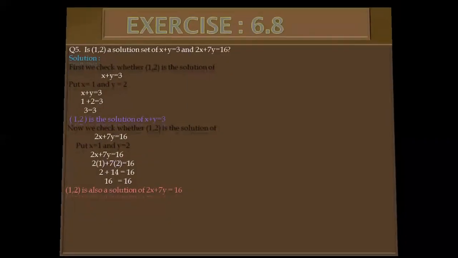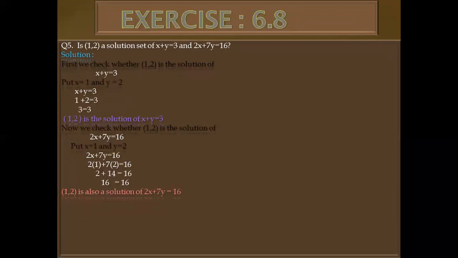Question number 5. Now ordered pairs are already given to you. You only have to check whether they satisfy the equation or not. Whether, I mean, we put the values of x and y in the equation. If both sides become equal, it means that this is the solution of the equation. If the value is not equal to the other side, it means that this ordered pair does not satisfy the given equation.